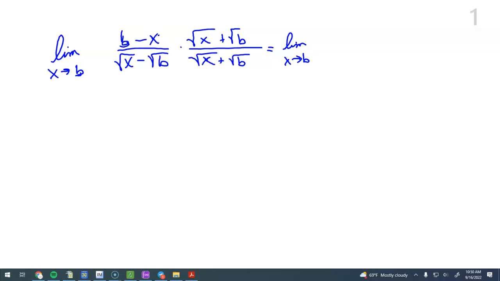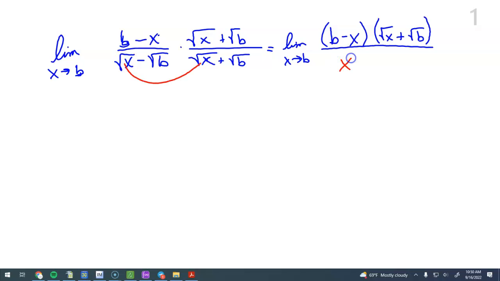On the top, I just have b minus x times the square root of x plus the square root of b. Don't distribute that because that makes it harder. And on the bottom, you're going to FOIL. So that times that gives you x. That guy and that guy would cancel, right? And that'll give you negative b. We okay there? Okay, so it doesn't look like anything cancels now, but we can make it cancel.